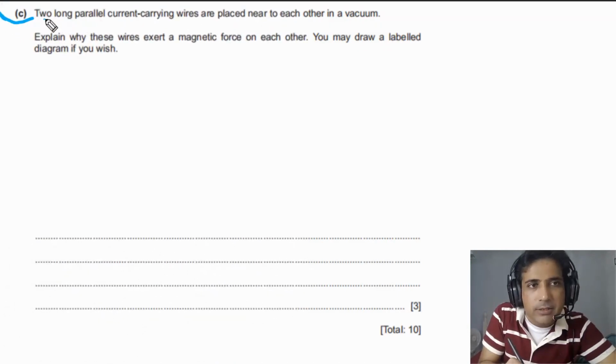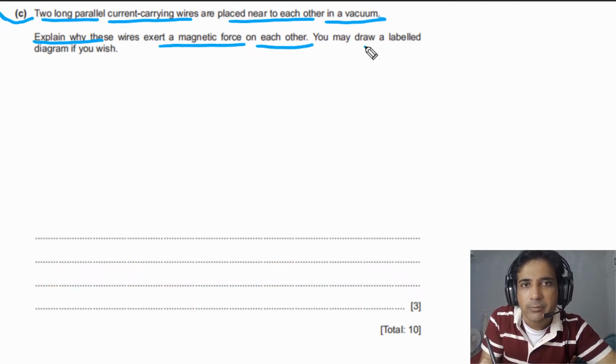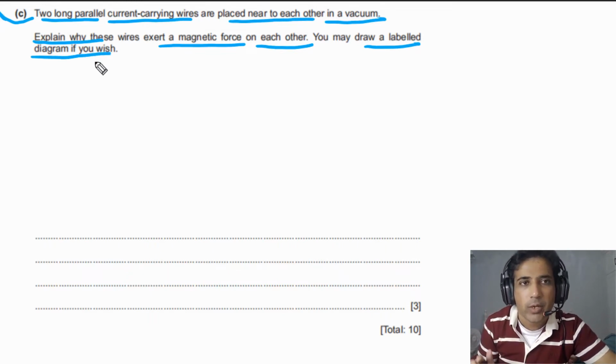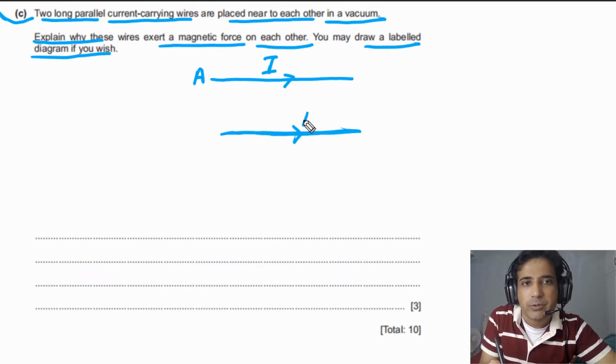For part C, it is given to us 2 long parallel current carrying wires are placed near to each other in a vacuum. We need to explain why these wires exert a magnetic force on each other. We can also draw a labeled diagram if we wish. Means it is optional, not required. Let's try to start answering by sketching wires. Imagine that this is wire A and current in this wire A is to the right. We have another wire and current in this wire is also to the right. So simply we can write down this is current and this is wire B.